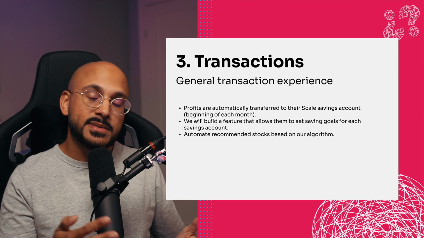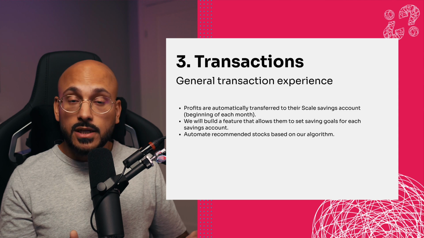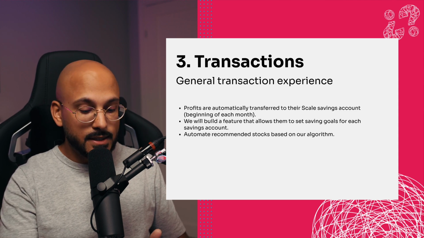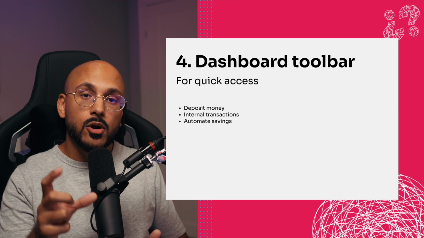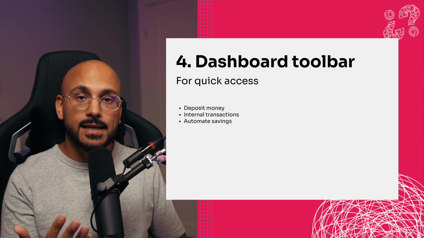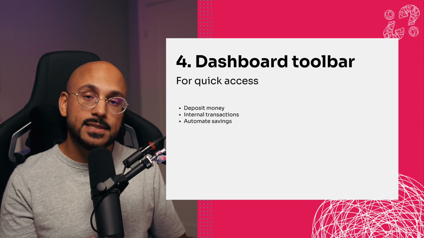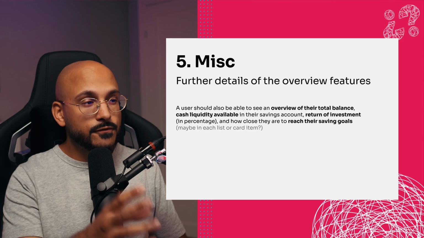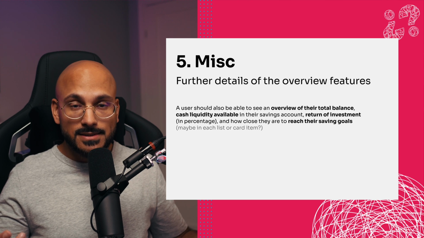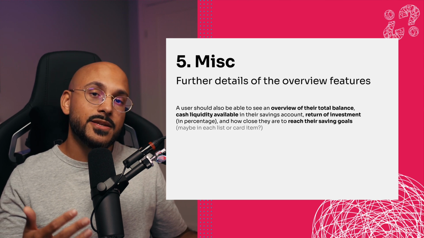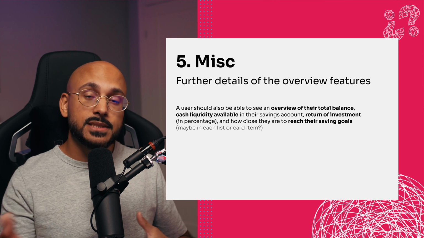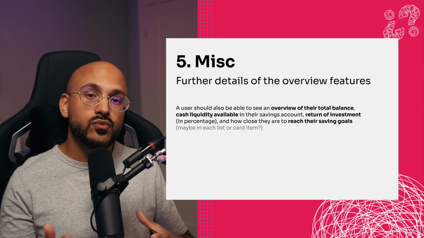Based on their goals, they will see recommended stocks and funds to buy in order to invest their profits and grow their savings. And the next slide, dashboard toolbar. There should be a menu or tool that helps them take action on things like deposit money, internal transactions, and automating savings. And some further details of the overview features: the user should be able to see their total balance, the cash amount they have available in their savings account to purchase new stocks or funds, the return of investment in percentage, and how close they are to reaching their goals.